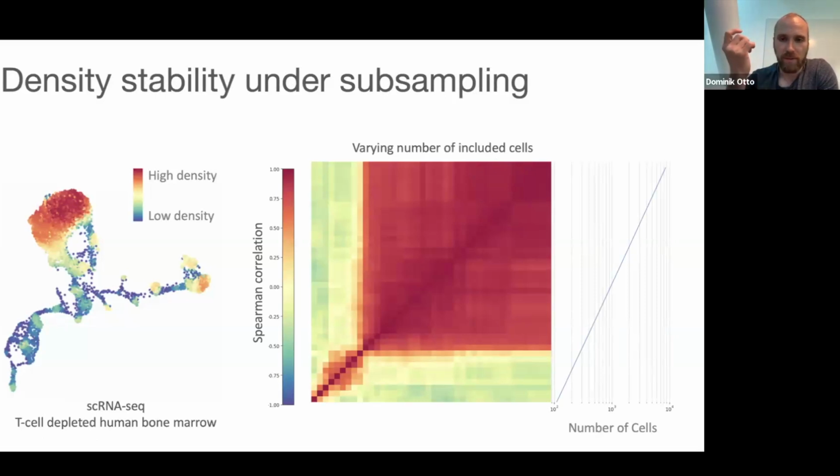Of course, Spearman correlation isn't a perfect analysis of how consistent the results are. You might want to look at more subtle details. But at least on this global level, it seems fairly stable and robust.